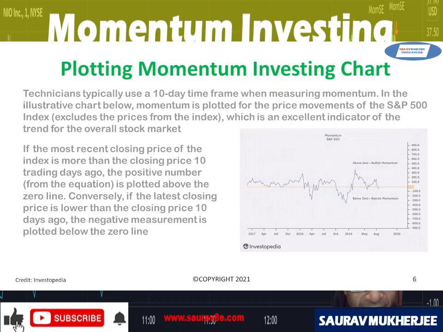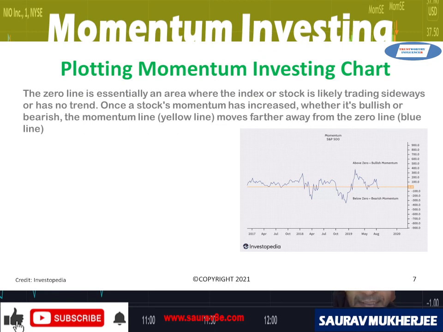Let's investigate further. The zero line is essentially an area where the index or stock is likely trading sideways or has no trend. Obviously, once a stock's momentum has increased, whether it's bullish or bearish, the momentum line, which is the yellow line there, moves farther away from the zero line, which is the blue line, which is currently not showing in this particular graph.